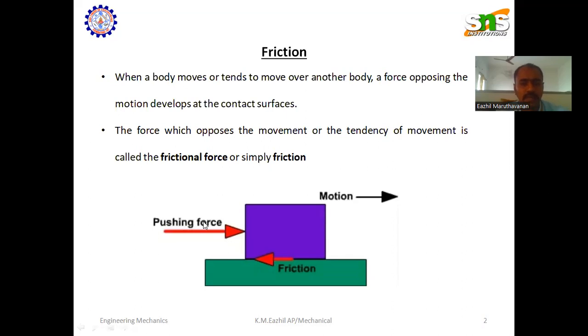In this image, we are able to see that a pushing force is acting on the block. The block is in contact with the floor. While we push the block on the left side, the block moves in the direction of the pushing force, so the frictional force will be opposite to the applied force at the point of contact. We are able to see that the frictional force is here, at the point of contact, in the opposite direction of the applied force.